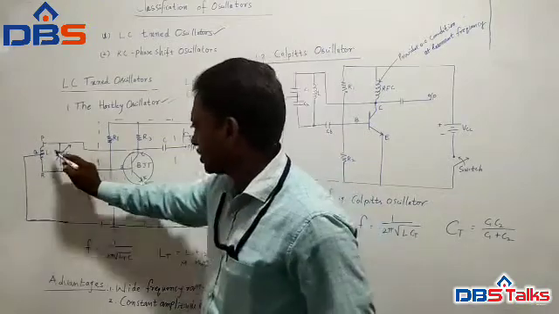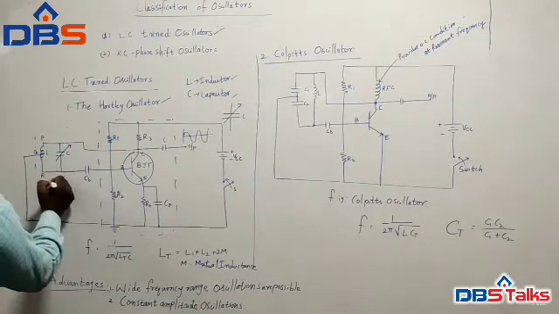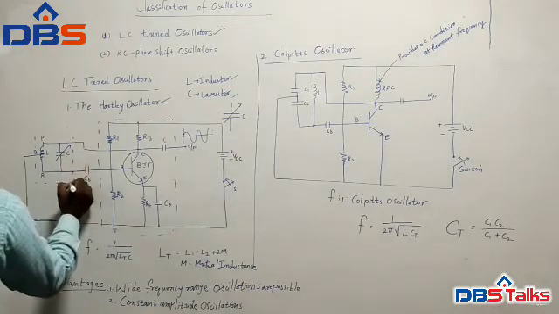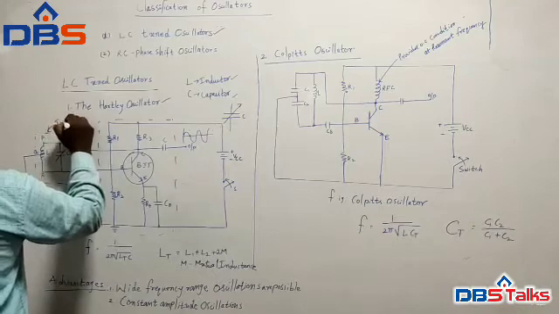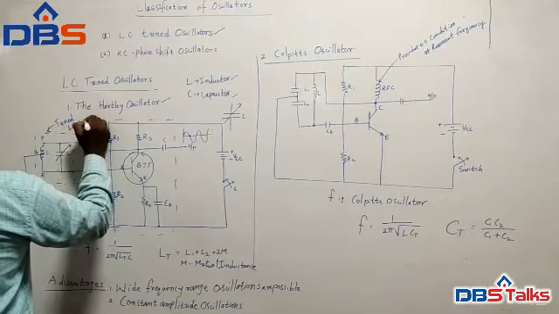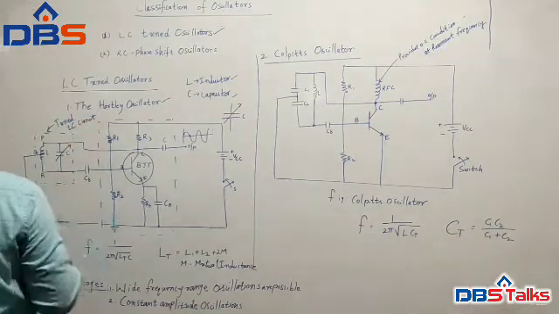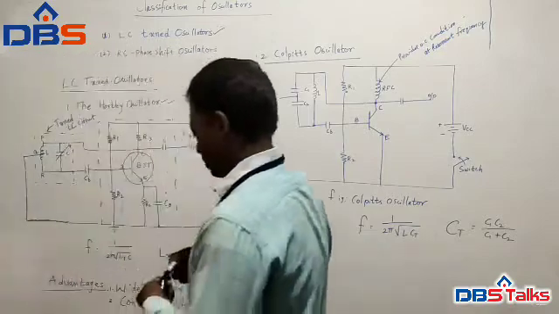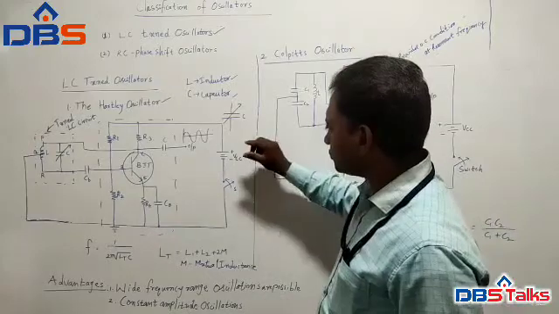And this is the tuned circuit. This L and C combination circuit is called the tuned LC circuit. Tuned, T-U-N-E-D, tuned LC circuit. This is a major important block in this oscillator. Now we will see the operation of this Hartley oscillator.